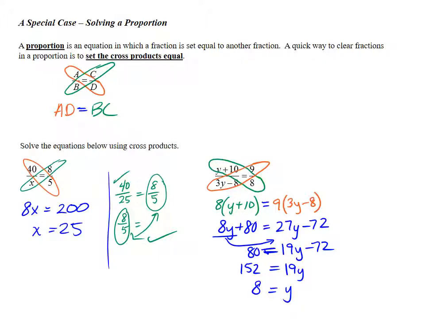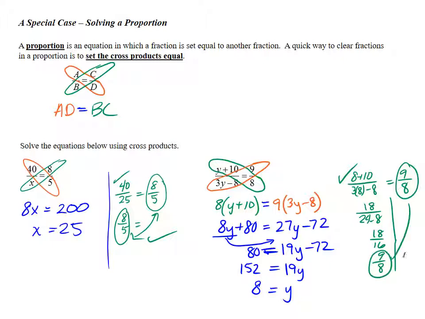We can check that. 8 plus 10 in the original equation over 3 times 8 minus 8. That should be equal to 9/8. 9/8 is already simplified, so I'll just work on the left-hand side. 18 over 24 minus 8. 24 minus 8 is 16, so I have 18 over 16. 18 over 16, both have a 2 in them. Divide out the 2 and we get 9/8. Same thing on both sides. That means those check. So we had a solution in the first equation of 25, and in my second equation, the solution was 8.